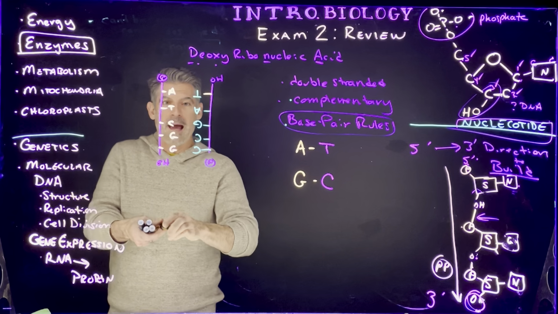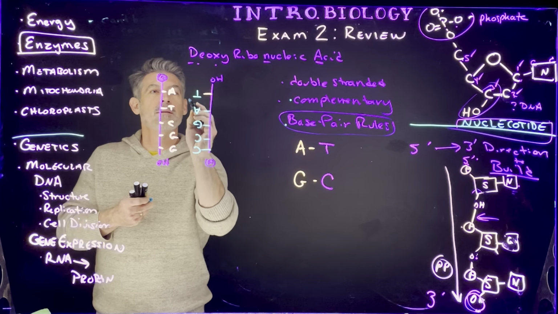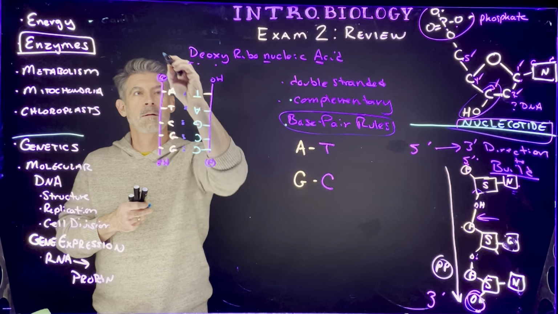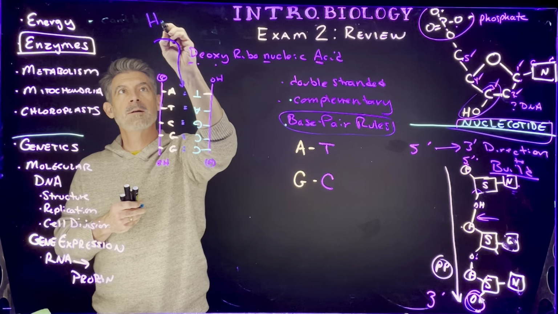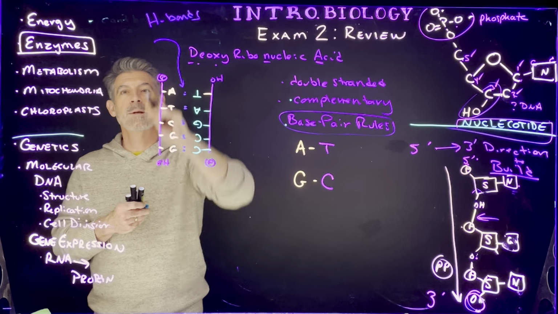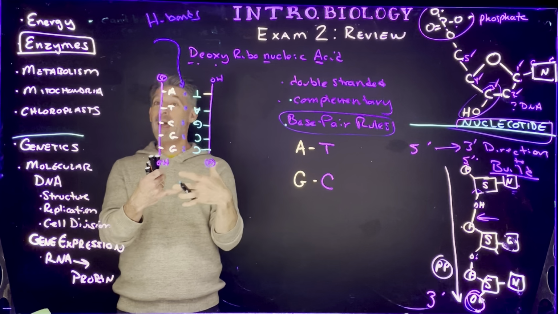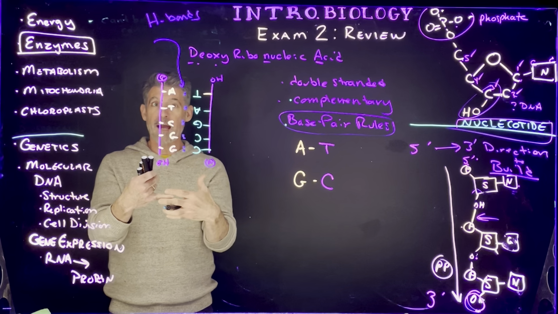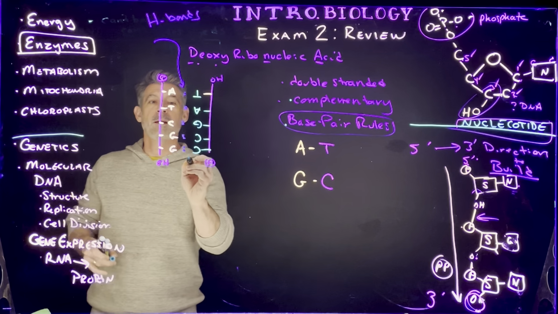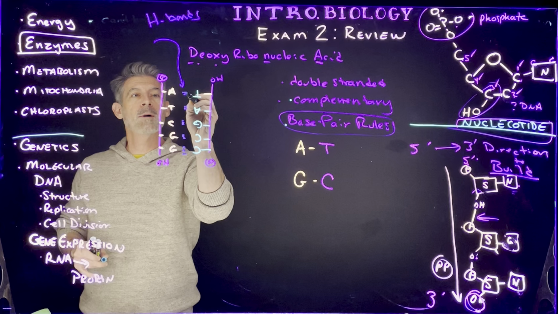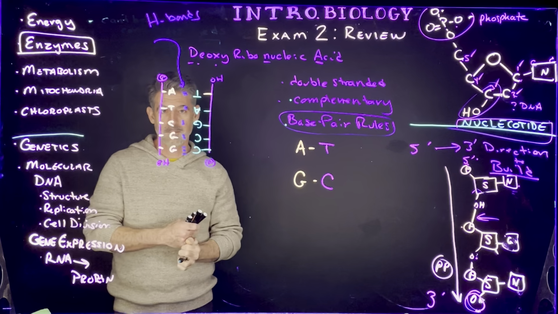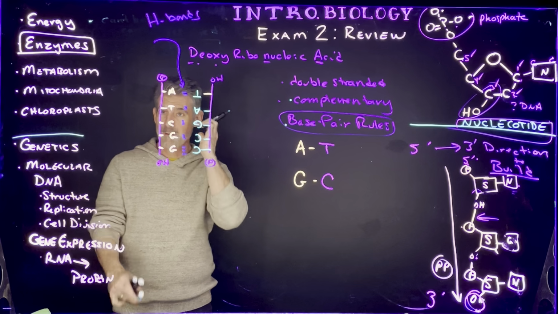So how do they join together? There are hydrogen bonds between them. The A's and the T's will hydrogen bond with one another. G's and C's will hydrogen bond with one another. A's and T's have 2 bonds. G's and C's actually have 3 bonds with each other. And that's how the 2 strands are held together.